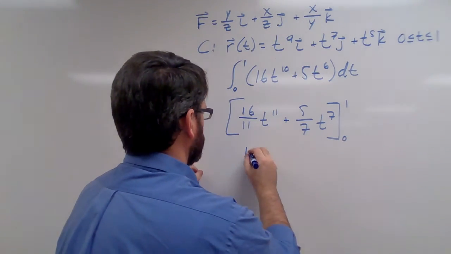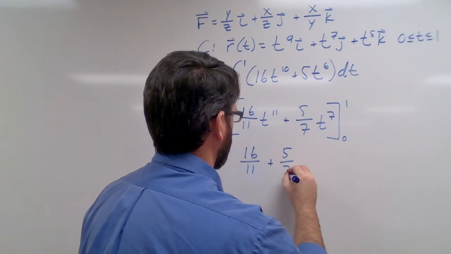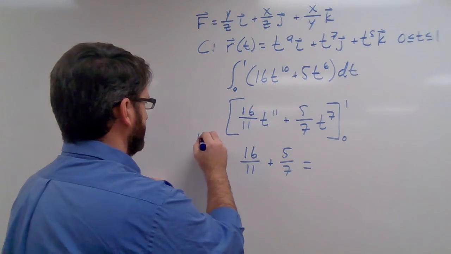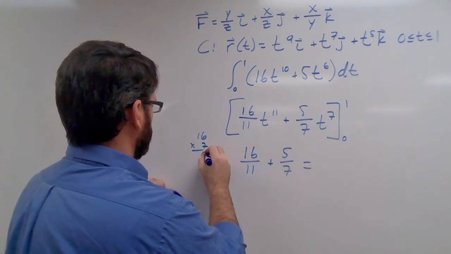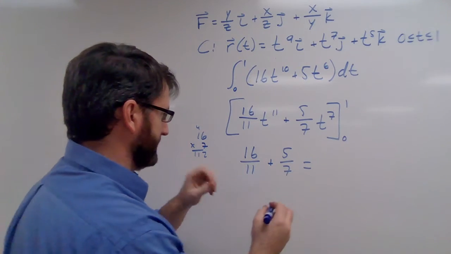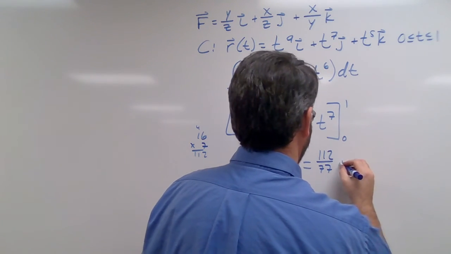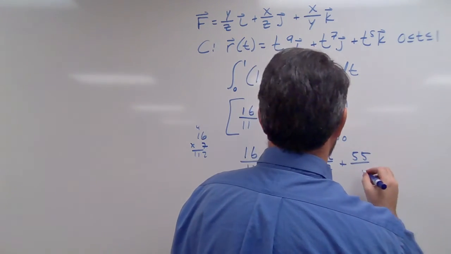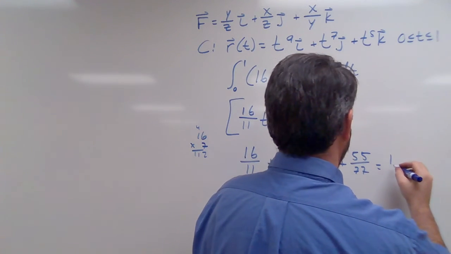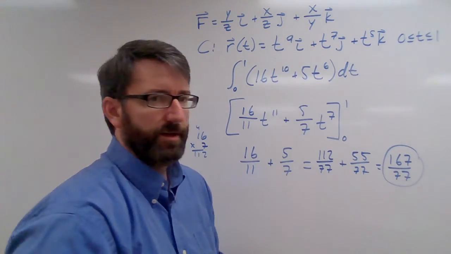If we plug in 1 there, we're going to just get 16 elevenths plus 5 sevenths. So that is going to be, well, 16 times 7, that's 112, so this is 112 77ths plus 55 77ths. So this is going to be 167 77ths. And that's going to be the answer.